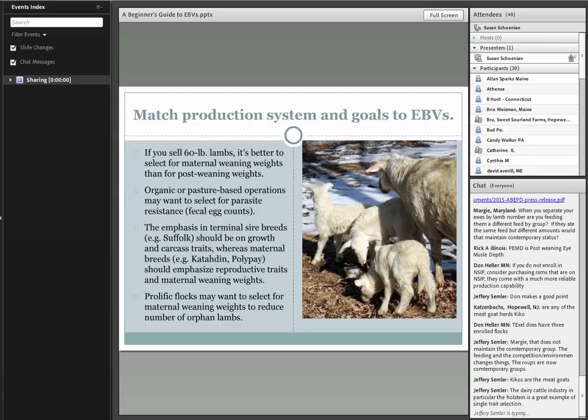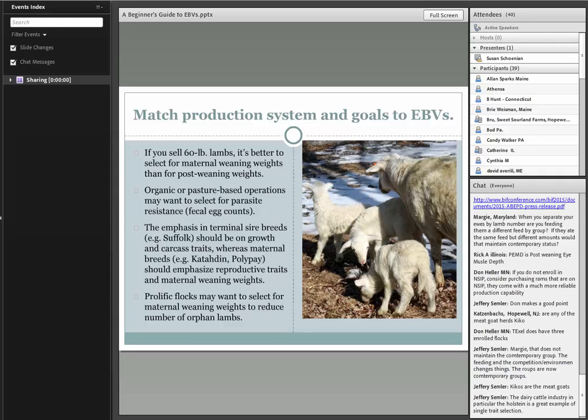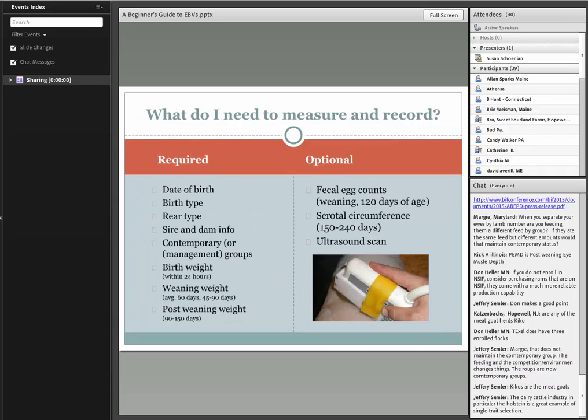Let's say I have a really productive flock, but I have a lot of orphans. Well, I probably am not going to select any more for number of lambs born, but I'm going to select for maternal weaning weights. That's the way I select for milk production, and hopefully that'll help me reduce the number of orphan lambs. So you want to put some thought into your selection decision when you use EBVs.